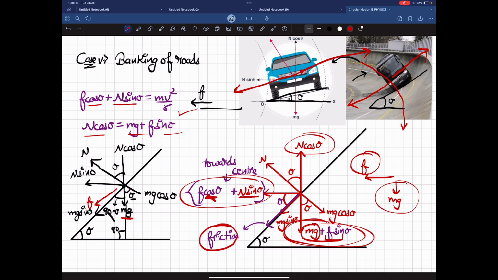Mg is here, this is theta, so this will be mg cos theta. Normal is here, this is theta, so this will be n cos theta, this will be n sin theta. Then friction is down the slope, this is theta, so this should be f cos theta, and downward should be f sin theta. And these are the two equations which you need to remember.